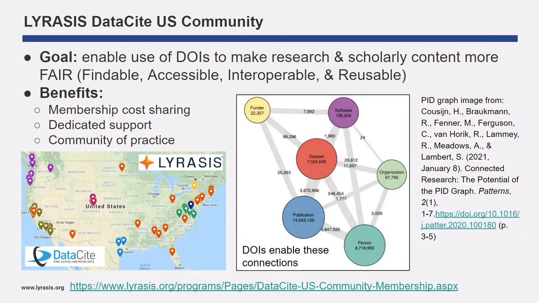The LYRASIS DataCite program provides membership cost sharing, dedicated support, and a community of practice around DOIs in the US and beyond. There are other DataCite consortia in the US based on geographic region or platform, but if you're not already a member of DataCite or one of these consortia, any nonprofit organization can join the LYRASIS program to get started with DOIs. For more info, see our program webpage and contact us with any questions.